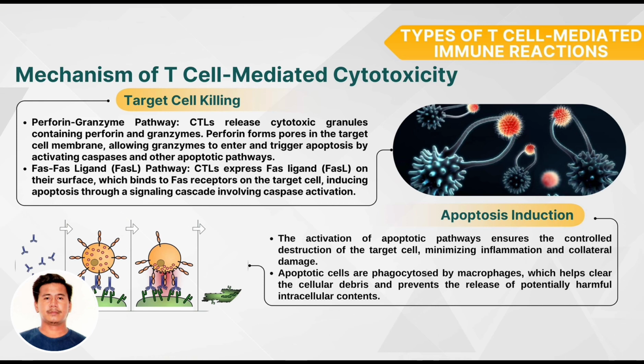Then we have this last one, apoptosis induction. The activation of apoptotic pathways ensures the controlled destruction of the target cell, minimizing inflammation and collateral damage. Then apoptotic cells are phagocytosed by macrophages, which helps clear the cellular debris and prevent the release of potentially harmful intracellular contents.